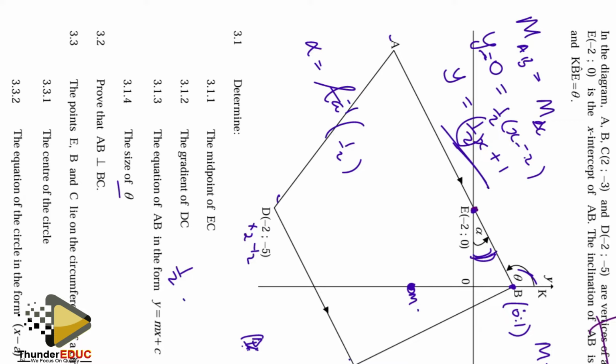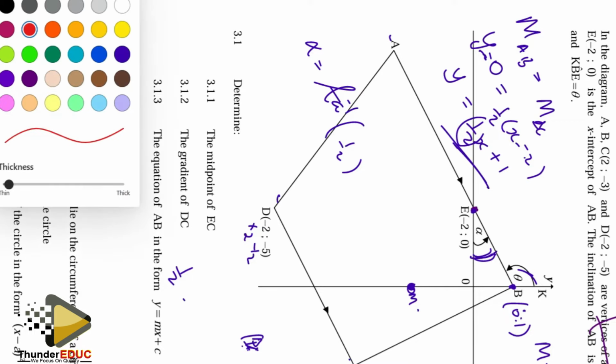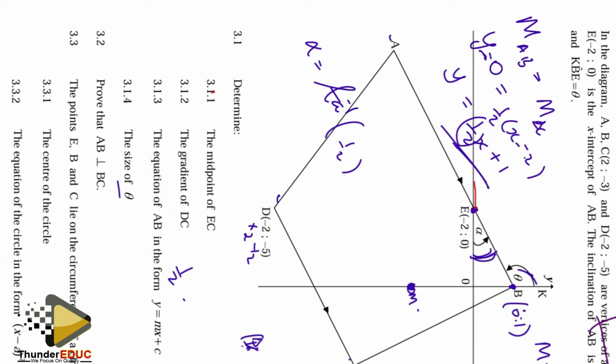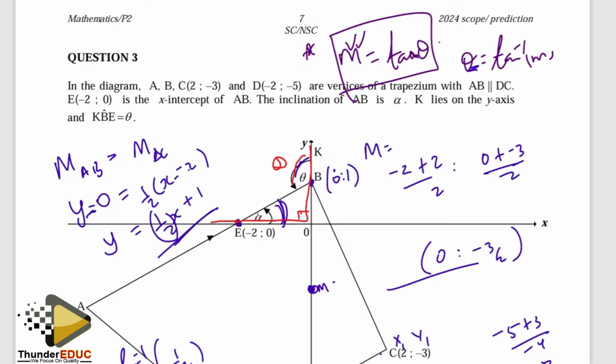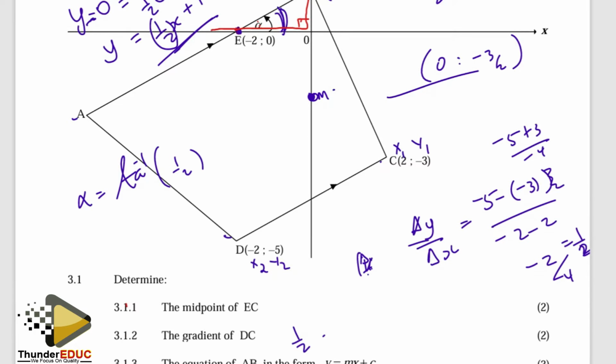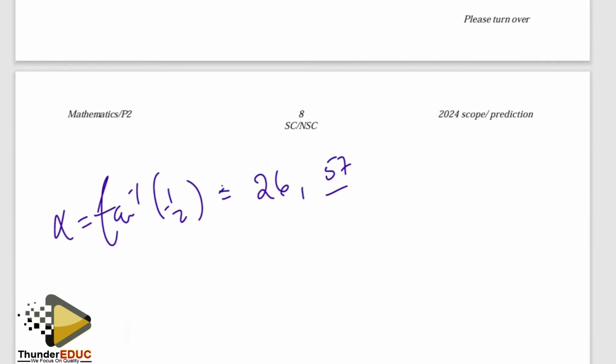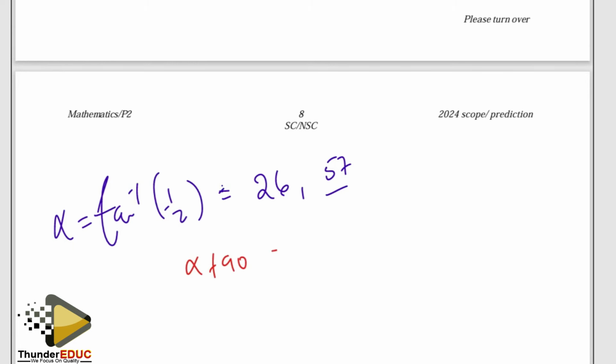Yeah, let me leave it there. So if I flip it in that format, I can see that this theta is an exterior angle of this and this triangle. Which means alpha plus 90 will give me the theta. So then, let me unflip it. So that is going to be 90 plus alpha. The alpha plus 90 must give us a theta.